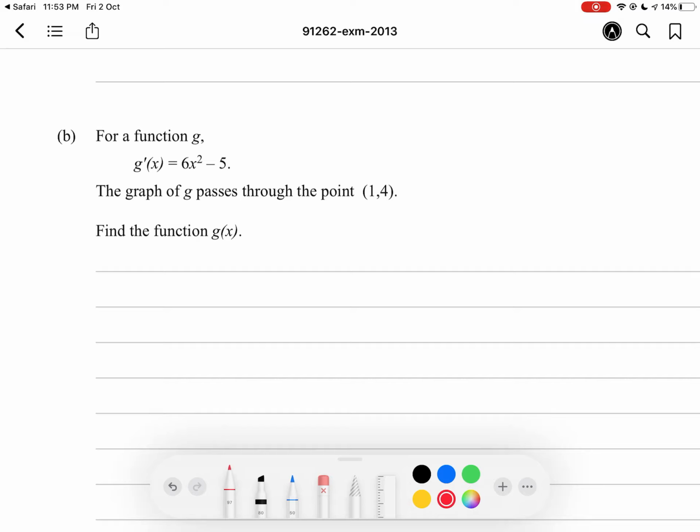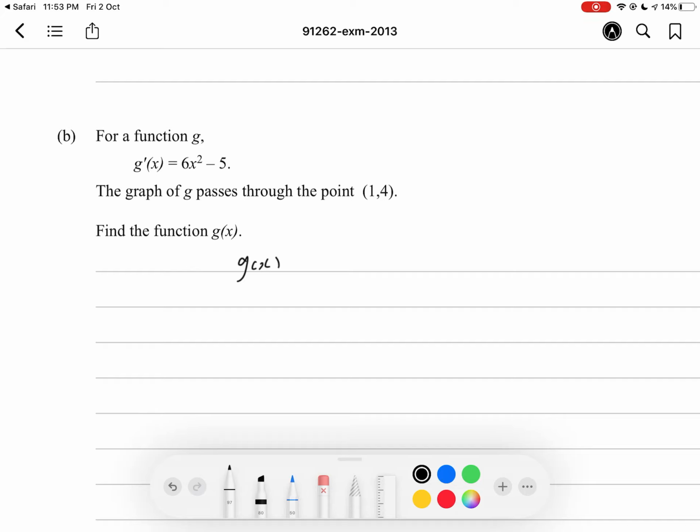Question B, for a function g dash of x equals 6x squared minus 5, the graph of g passes through the point 1, 4. Find the function g of x. So in this question, we're going to be integrating to go back to our original function g of x, because this is our gradient function, so we're going to be integrating back in order to find our original function.